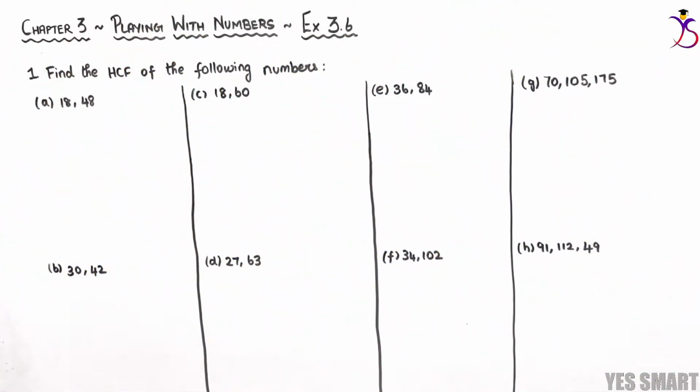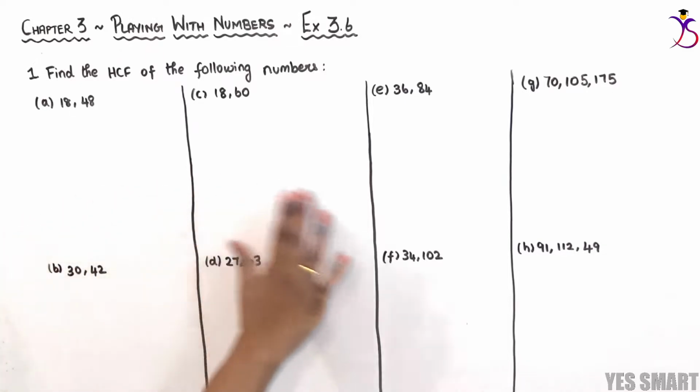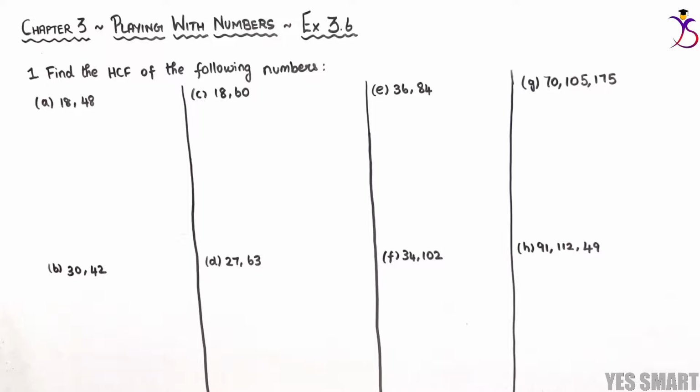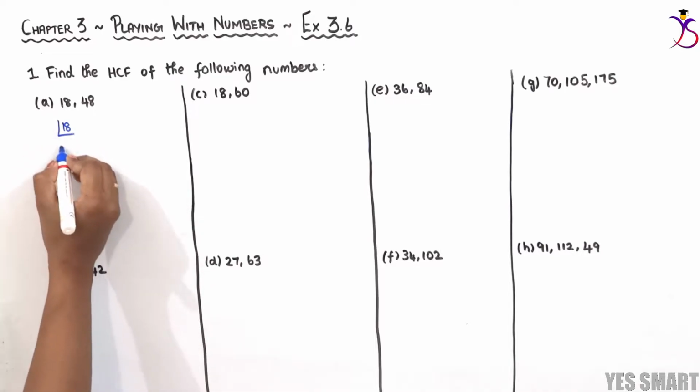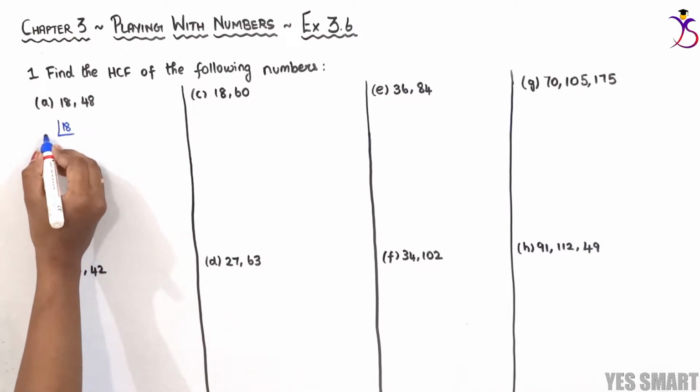Class 6, Chapter 3, Playing with Numbers, Exercise 3.6. In the first sum, find the HCF of the following numbers. They have given certain numbers for which we are supposed to calculate the highest common factor. There are various methods to find HCF. Now let's solve it using the prime factorization method, which is most commonly used.